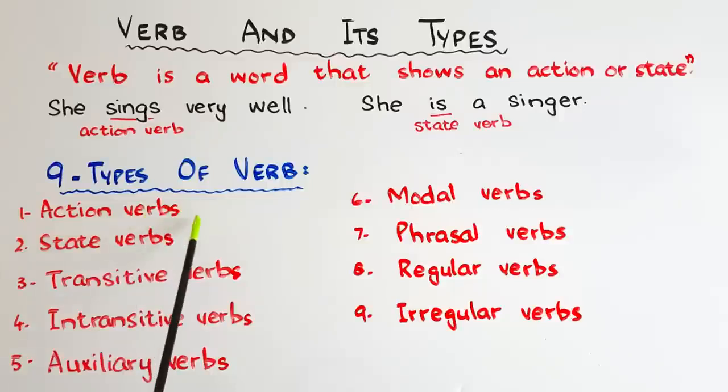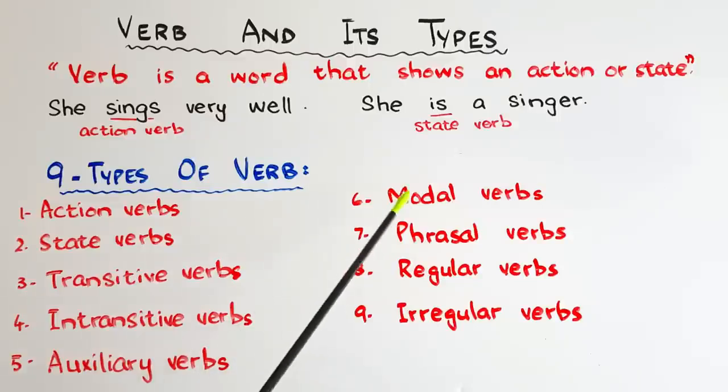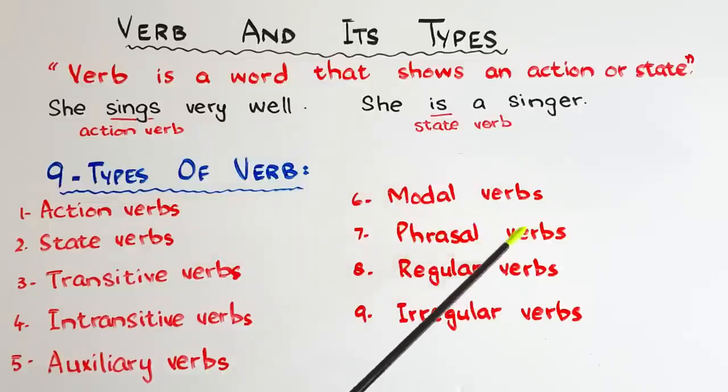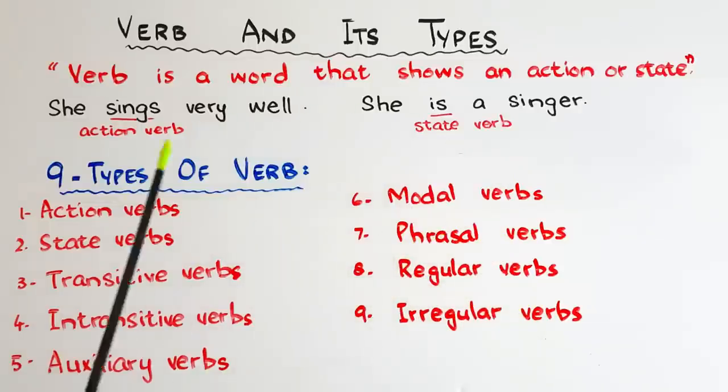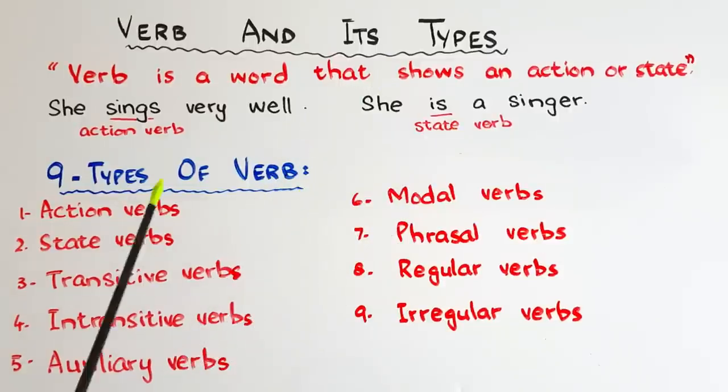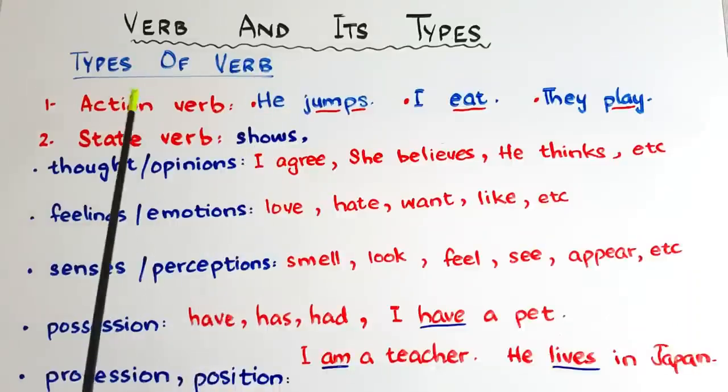The first is action verb, then state verb, transitive verbs, intransitive verbs, auxiliary verbs, modal verbs or modal auxiliary, phrasal verbs, regular verbs, and irregular verbs. Most of these types are quite simple. You will get them very fast. So come on, let's understand all these with a few examples. Let's start learning about the types of verbs.